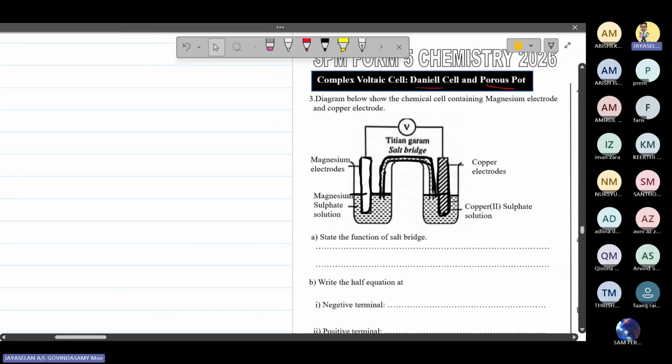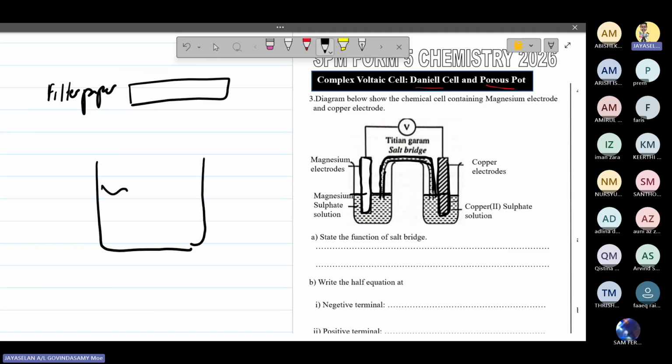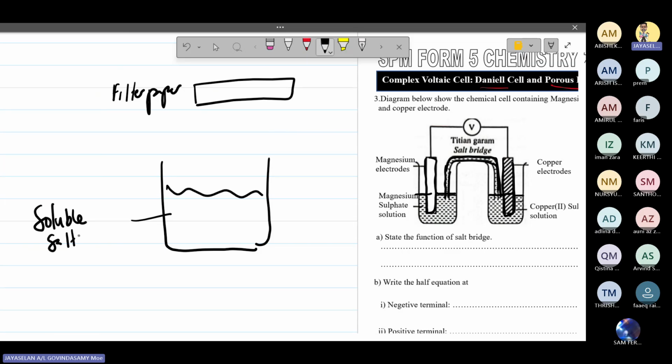Okay, in the exam, if they ask how to do the salt bridge, we take the filter paper. Kita ambil filter paper. Lepas ambil filter paper, kamu ambil beaker. Satu beaker. Di sini kamu kena tuangkan satu larutan. You must pour a solution. What is the name of the solution? You must take very soluble salt solution. You ambil filter paper, you dip inside the soluble salt solution.